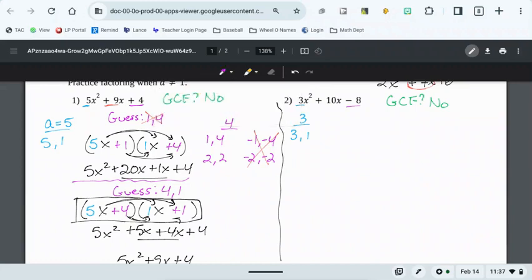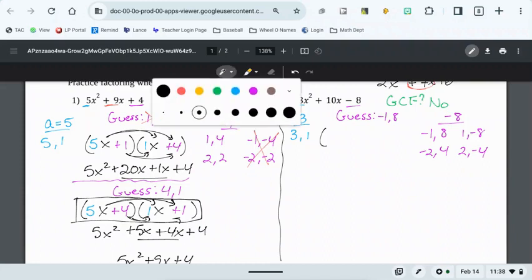Factors of negative 8. What we're looking for next. We have negative 1, 8; negative 2, 4; 1, negative 8; 2, negative 4. Okay. So let's go ahead and try finding all of the different possibilities here with our guess and check. So let's guess negative 1 and 8. That's our first option. Now I'm going to show us a quicker method of checking this time.